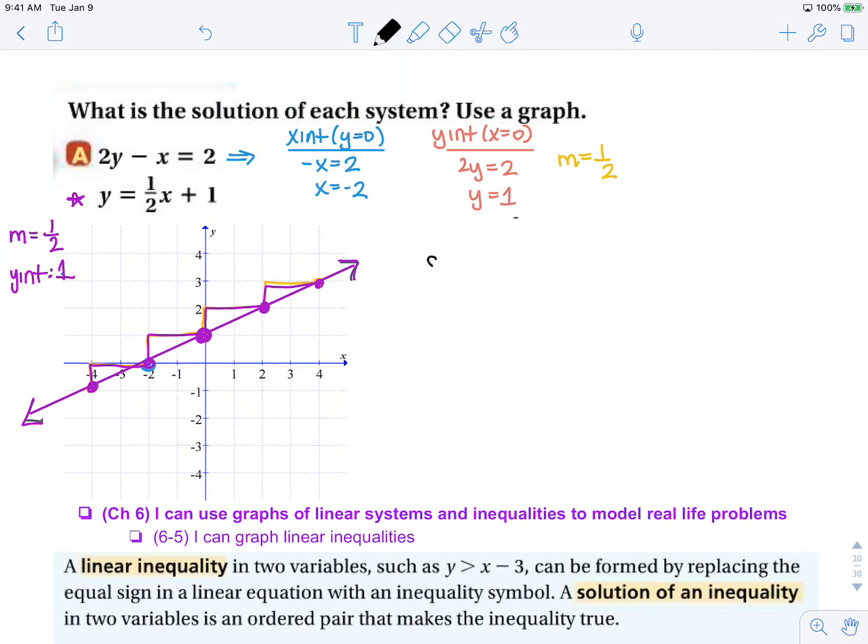So when we have the same line, they have an infinite amount of points in common, on top of one another. So there are infinite solutions.